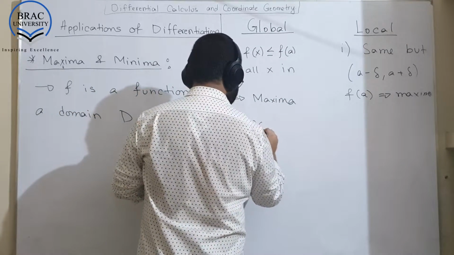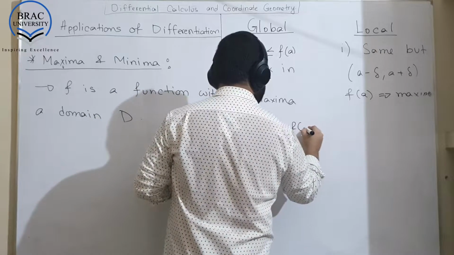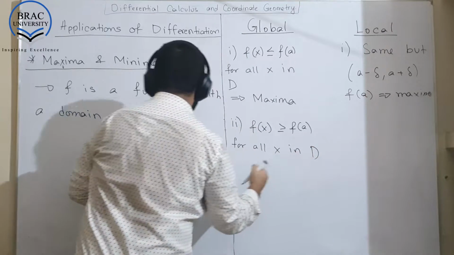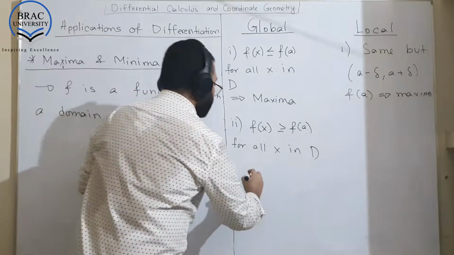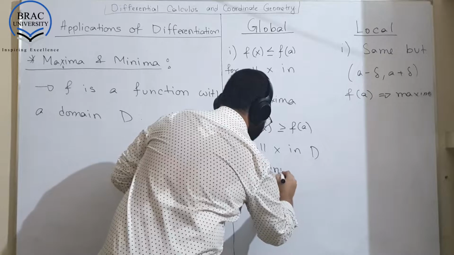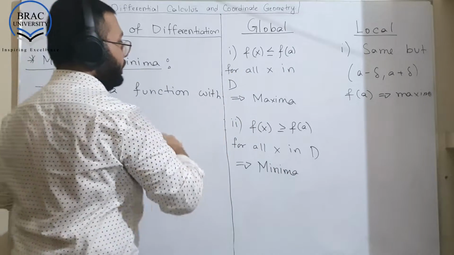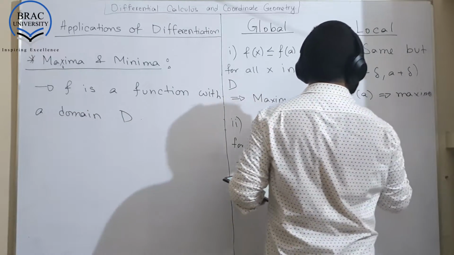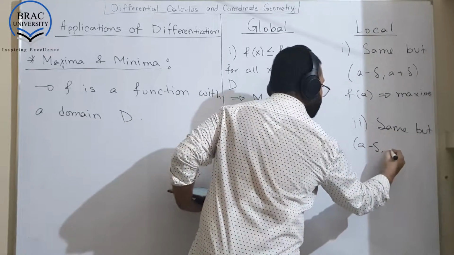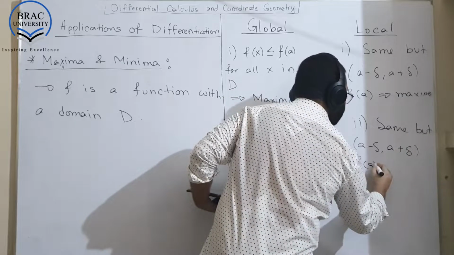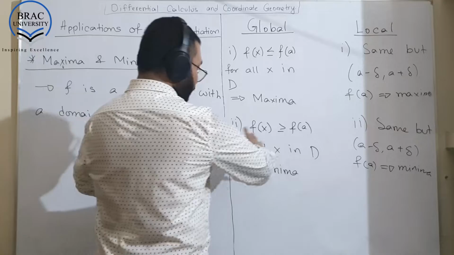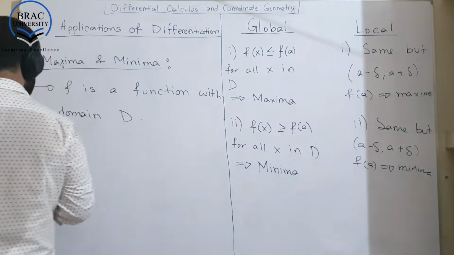Again, if f of x has values greater than f of a for all x in D, over the whole domain, all possible values, then we call it a global minima, or more precisely, a global minima. Same for this, but we have a different interval, and f of a would be a local minima. In some small region, this is the minima, and in the whole function, this is the minima. Let's see a graph of it and this will become more clear.